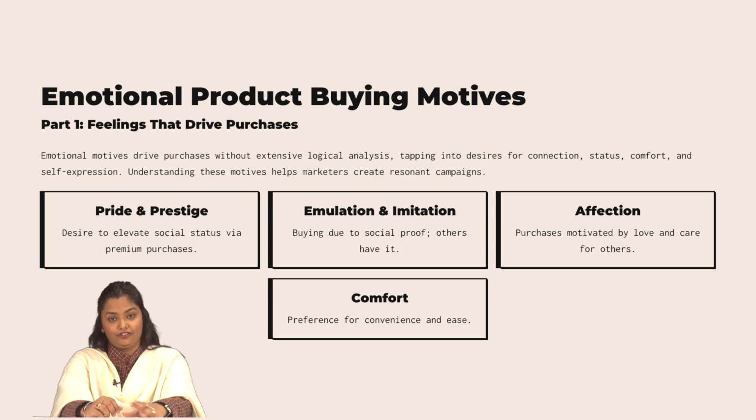Third is affection. Love is a powerful driver. A husband buying a costly gift for his wife, or a father buying a watch for his son, is acting out of affection, not necessarily logical buying. Next one is comfort. The desire for a comfortable life drives the sale of fans, refrigerators and washing machines.